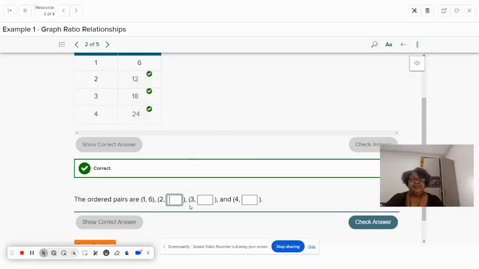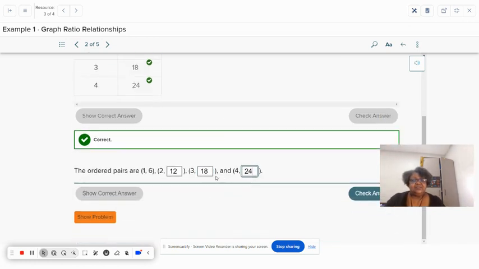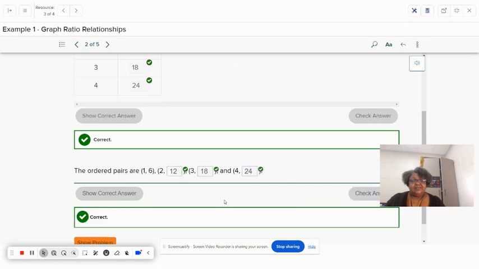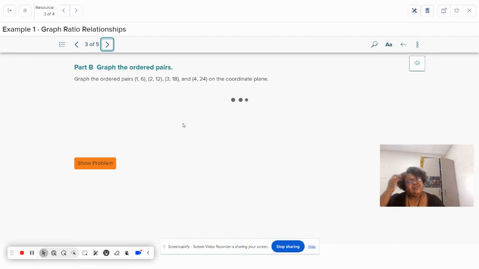All right, now we got to do our ordered pairs. So our first one is 1, 6. Next one is 2, 12. Remember, X comes first. Then we have 3, 18. And 4, 24. X comes first and Y comes second. All right. And next we're going to graph these. So these are our ordered pairs that we got from our original problem.